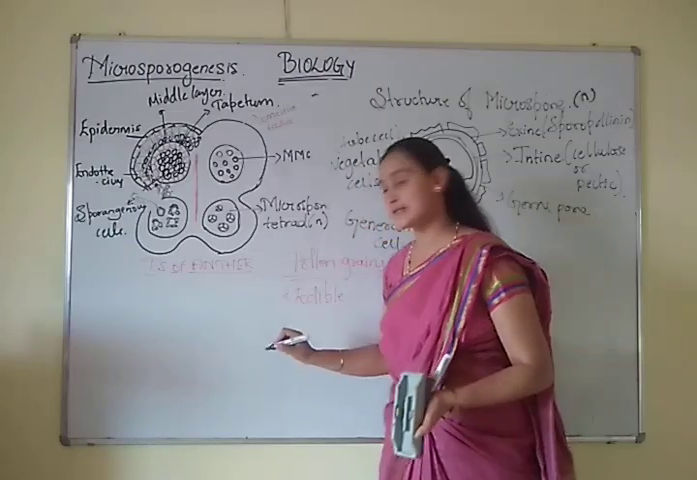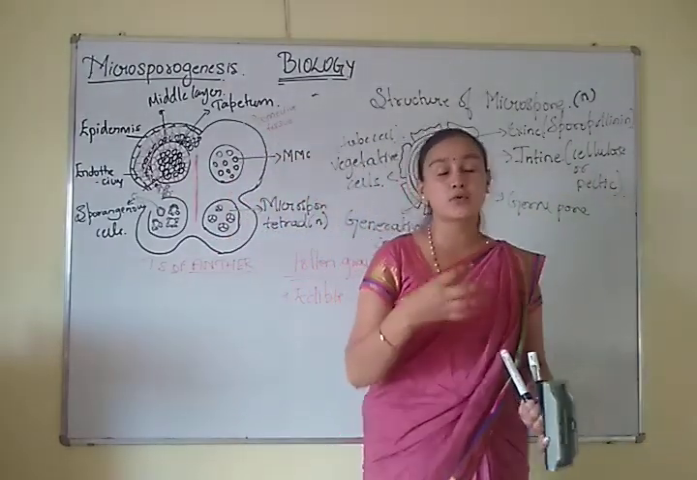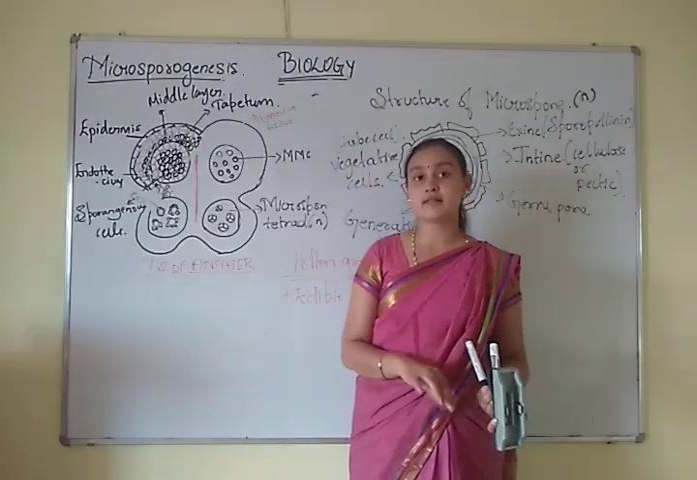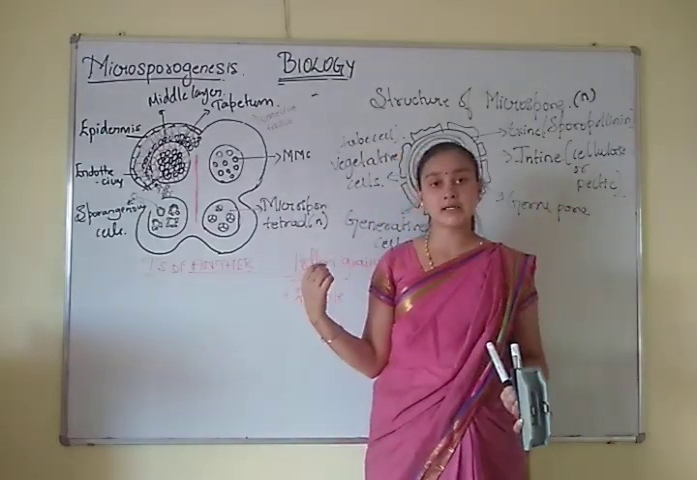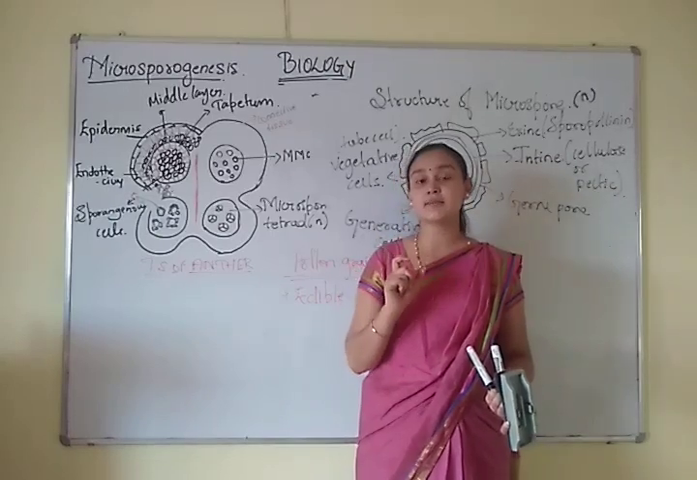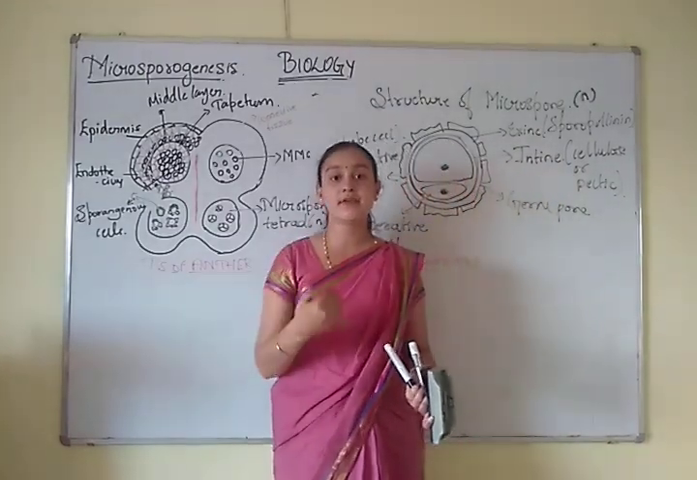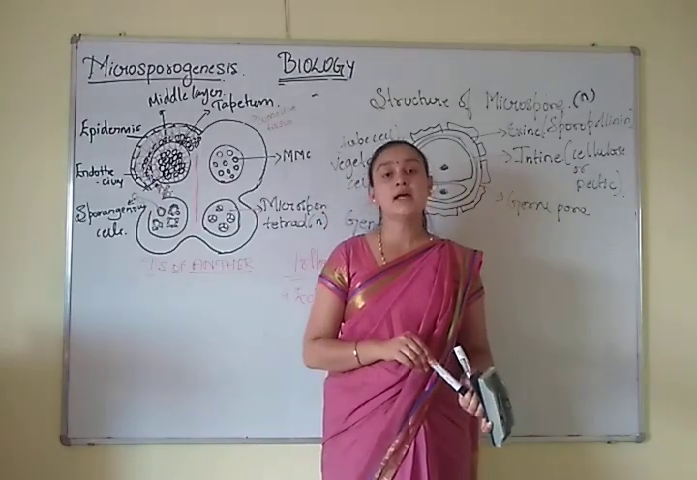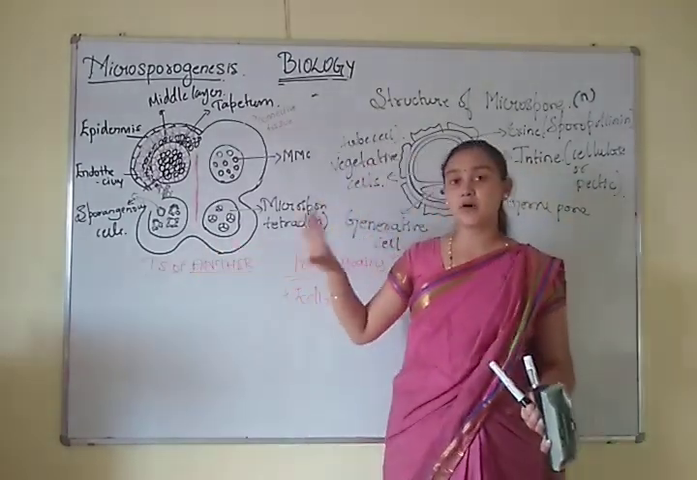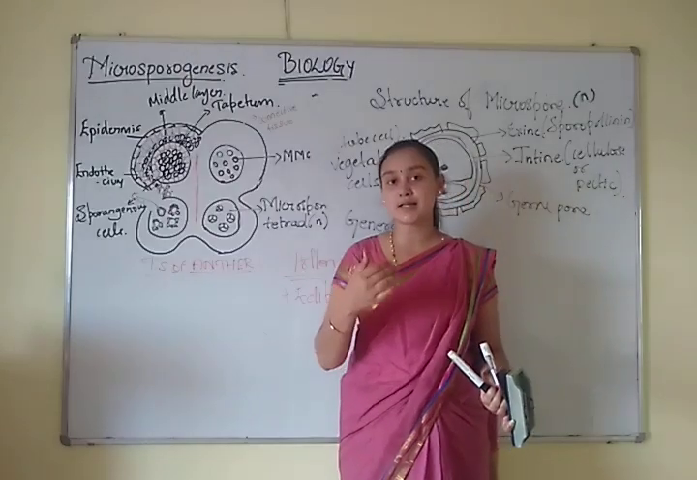Next, if we come to the disadvantage, pollen grains can also cause some respiratory disorders. If we breathe in pollen grains, there can be some sort of allergy like asthma and bronchitis. It is well known that hay fever is caused by the pollen grains of Parthenium. Parthenium is an exotic plant, adopted from another country. If you breathe in the pollen grains of Parthenium, it causes hay fever. So the advantage is that it is edible, and the disadvantage is that it can cause respiratory disorders.